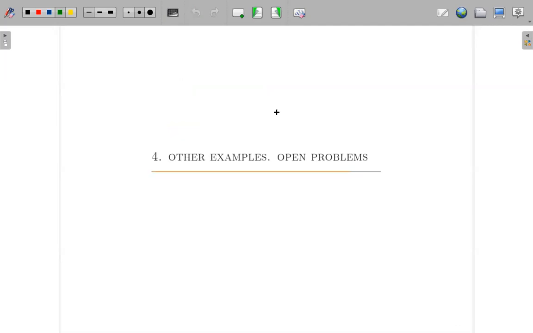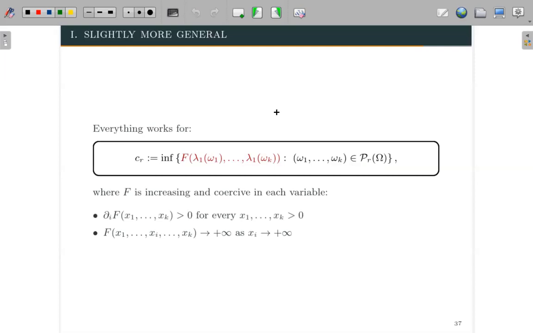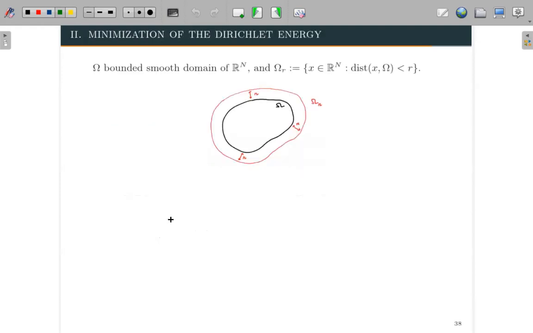I will just finish by giving an example. So what do we use about the fact that we have a sum? Basically what you need is the cost function to be increasing and coercive in these terms. This is basically all we need. So you can do the proof just using this information about the cost function. So not necessarily a sum.